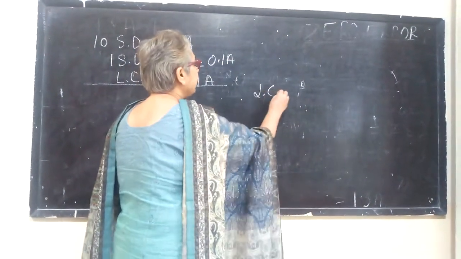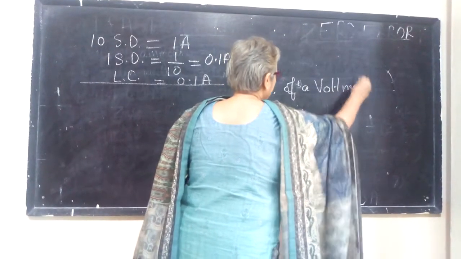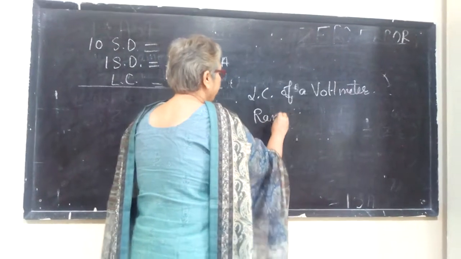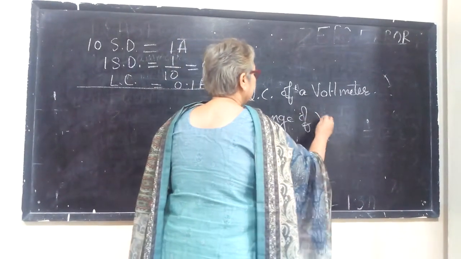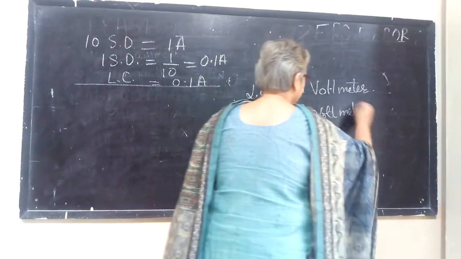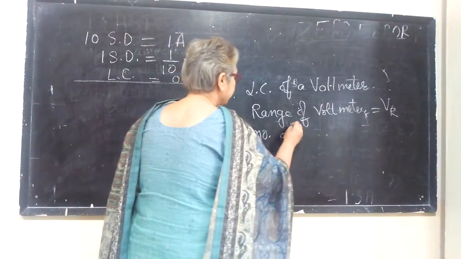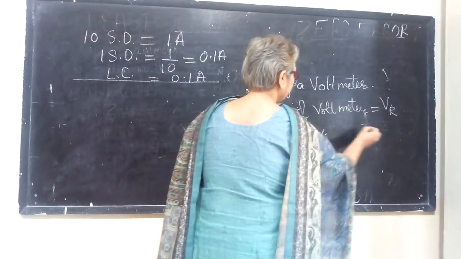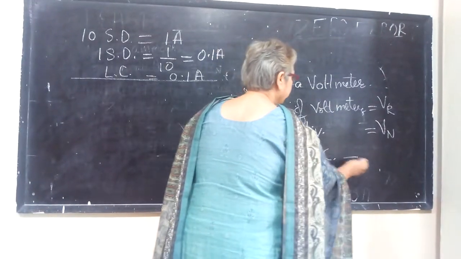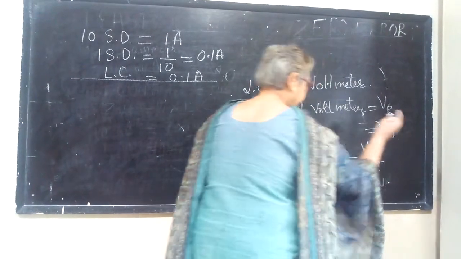Similarly, least count of a voltmeter can also be found in the same way. That is range of voltmeter, that is VR, number of divisions, that is Vn, and then least count will be VR upon Vn.